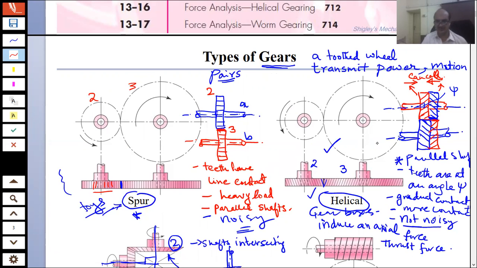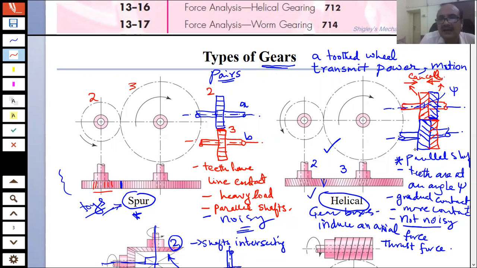So if you have to use helical gears on shafts, you should use helical gears with opposite angles. The angle will be the same, but it will be opposite in direction, so that it can cancel the effect of the thrust, and you don't have to use thrust bearings or get rid of the thrust load on the shaft.